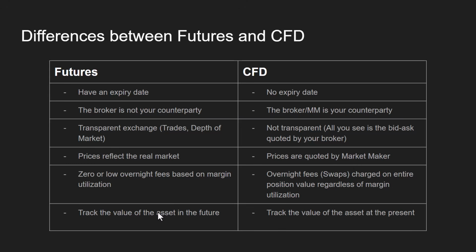And the last point is that futures track the asset value in the future because the expiry date is set at a future date. But the CFD price tracks the value at the current present time.